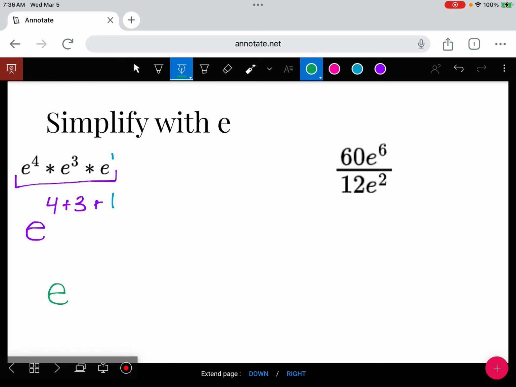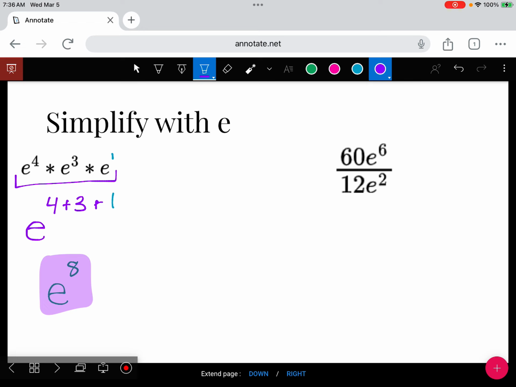Most of the time, it's okay to have a little bit of moment of laziness. So this becomes e to the what? What's our final answer in this one? 8. There's our answer for that guy. Boop. Let's look at the one on the right.